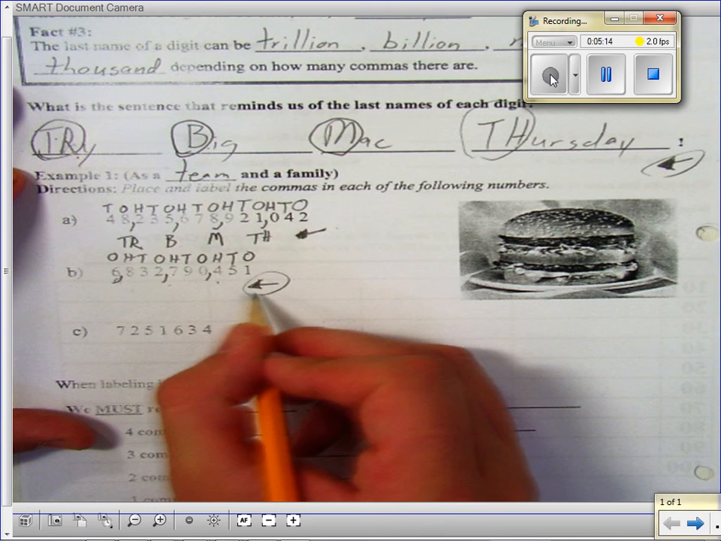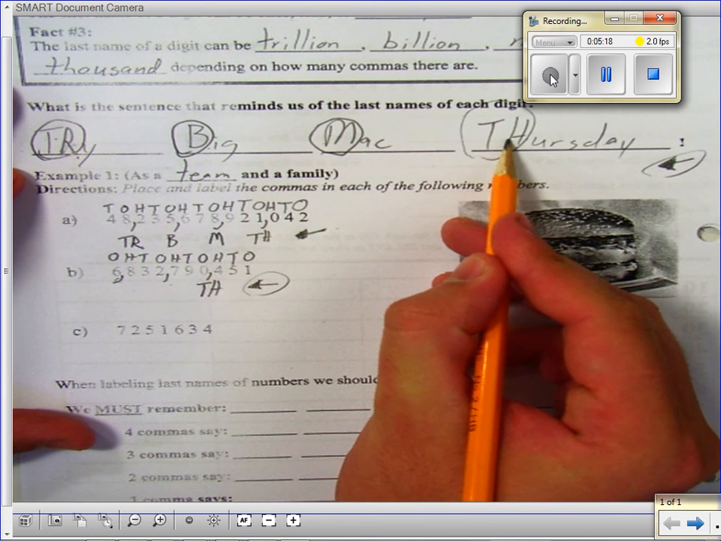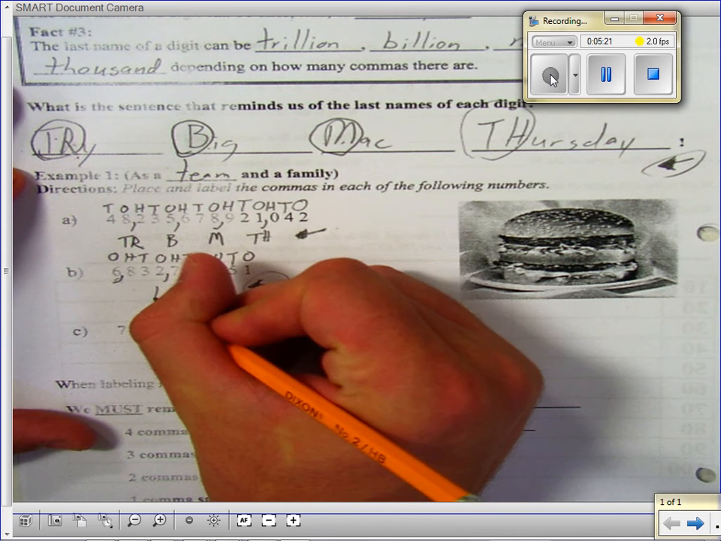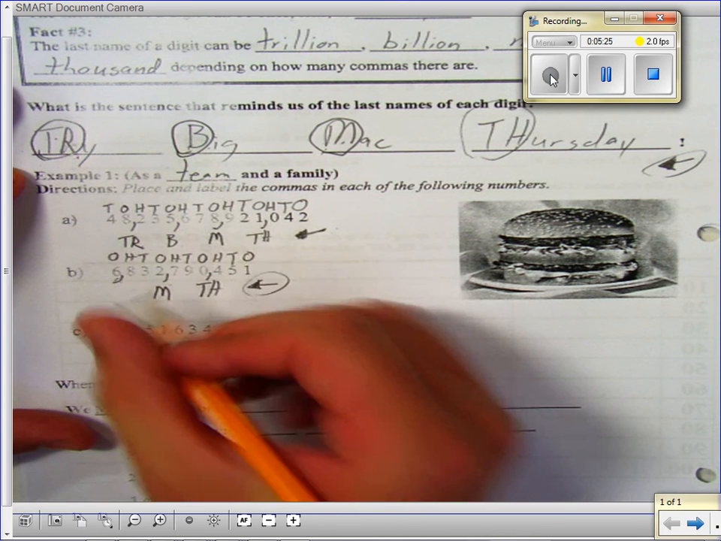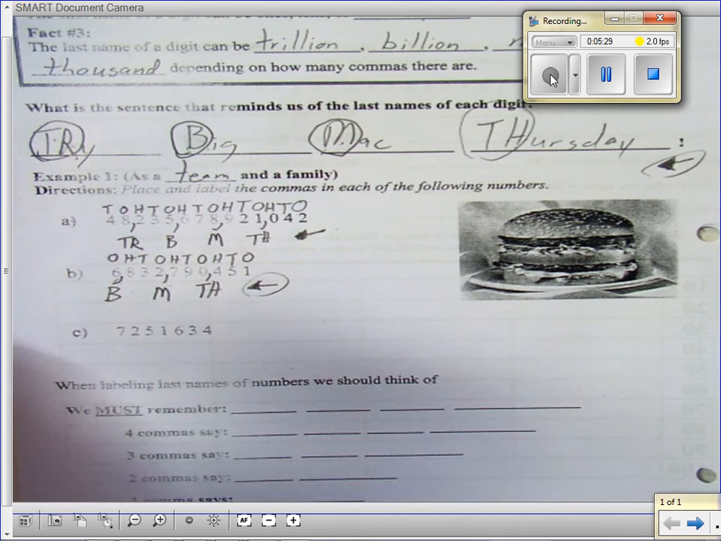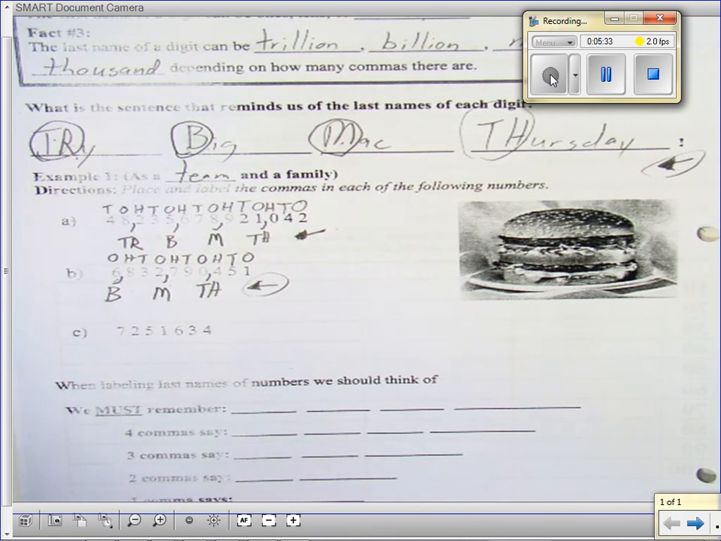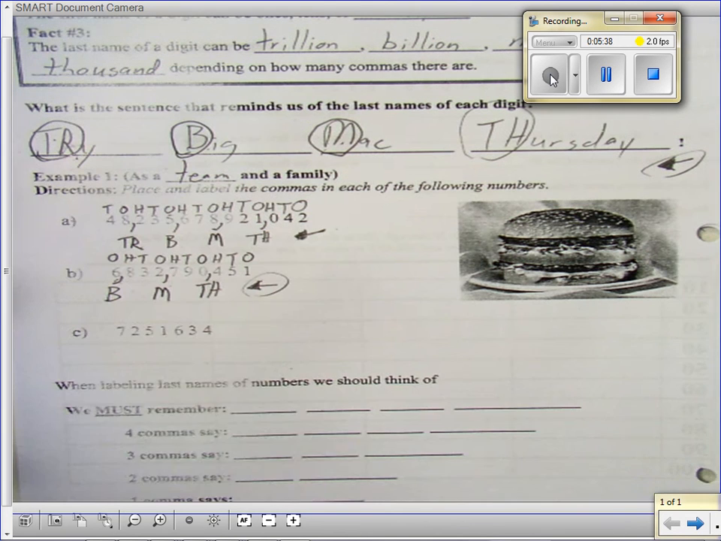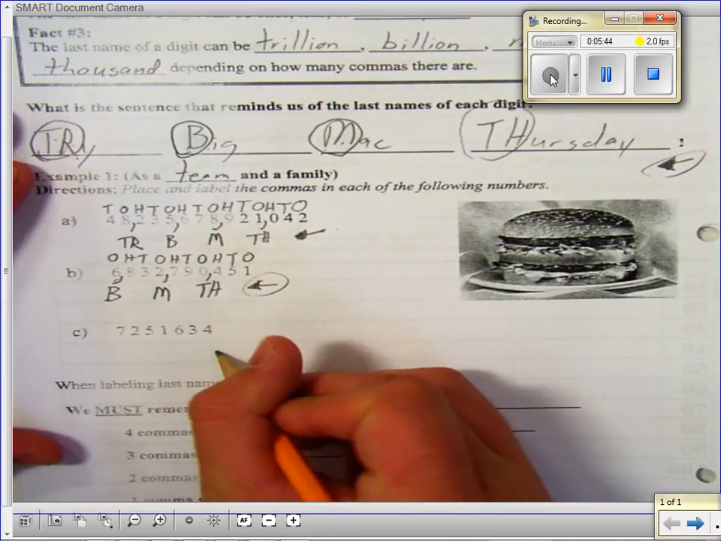The first comma's name is thousands. The second comma's name is millions. The third comma's name is billions. Pencils up, copy this down, and go. For part C, we do the same thing.